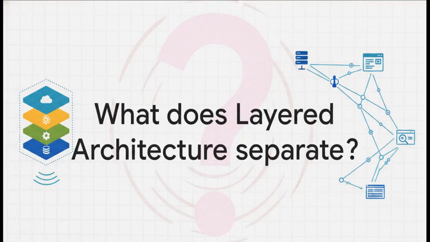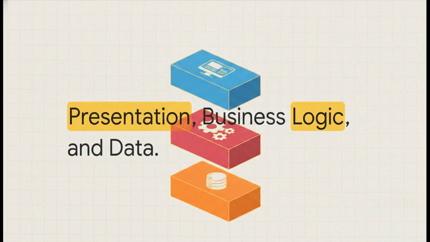Okay, one final review question on structural organization. What exactly does layered architecture separate? Think about that restaurant analogy we used. Take a second. And the answer is presentation, business logic, and data. By keeping the user interface, the core system rules, and the database storage strictly isolated from one another, you make maintaining the whole application way, way easier.